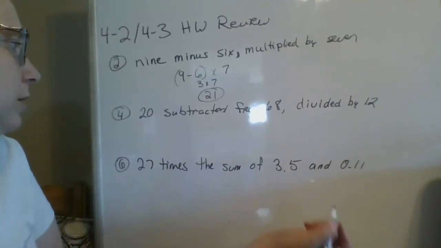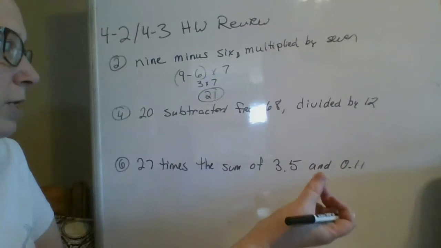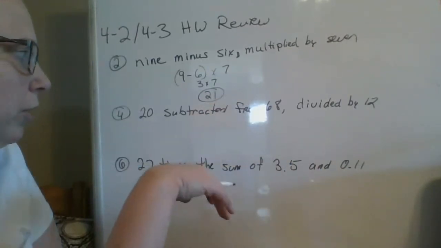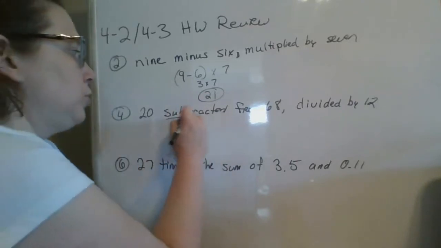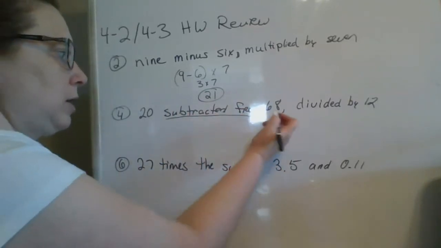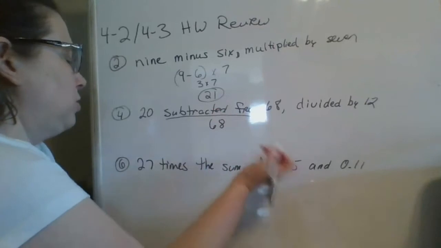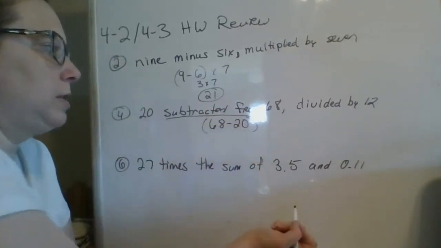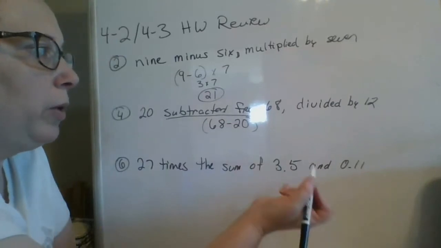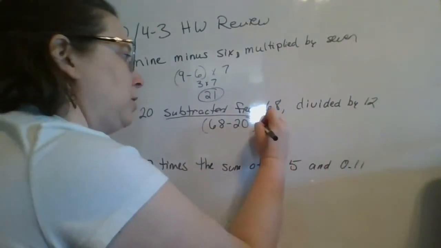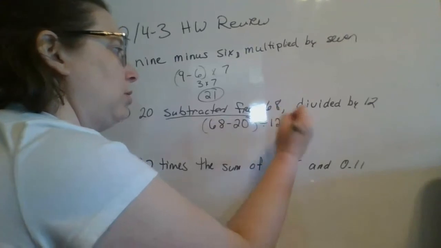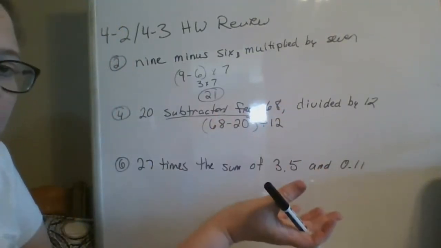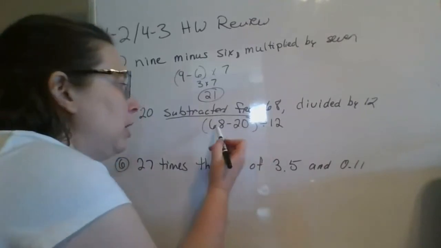Number 4 says 20 subtracted from 68, comma. So we know that's going to be in parentheses. Subtracted from means it's actually going to be 68 first and then minus 20. That's in parentheses thanks to that comma. And then we are going to divide this by 12. So this would be our numeric expression, and now we can go ahead and solve this.